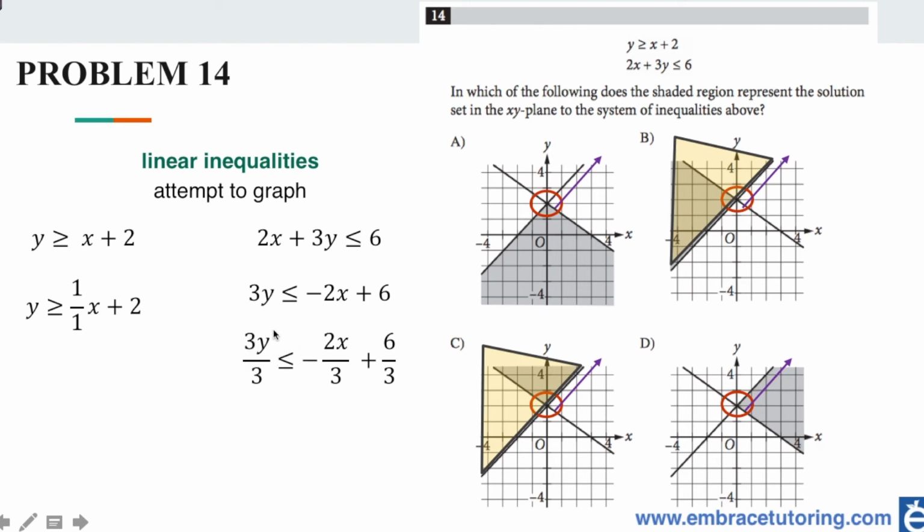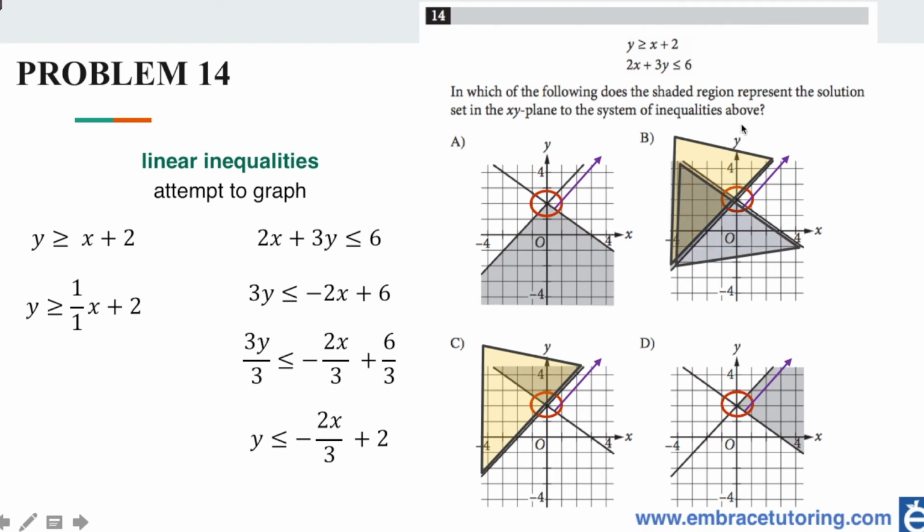So I'm going to end up getting my 3y over 3 is less than or equal to negative 2x over 3 plus 6 over 3. I then will get y is less than or equal to negative 2x over 3 plus 2. And just like before, I'm going to go to my slope-intercept, which is where you see it was before. And now this is negative 2x over 3, so now I want to count down because this is decreasing. So my negative 2x is down 2 over 3. And here it would be the same, down 2 over 3. And here the same, down 2 over 3. So all of these are also matching.